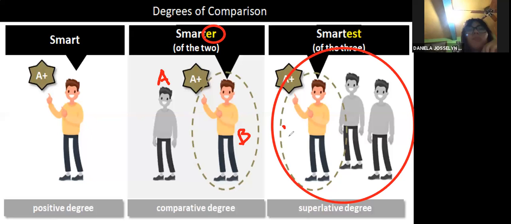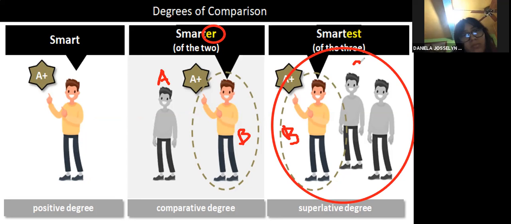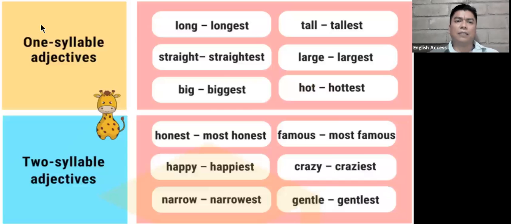So here we have Beto, and here we have, what do you say? Three B, I don't know what you call it. This is the group 3B. So Beto is the smartest of the group 3B. And this is how we do it. When we have a one syllable adjective, we just simply add EST. Long, longest. Tall, tallest. Straight, straightest. Large, largest. Big, biggest. Hot, hottest.